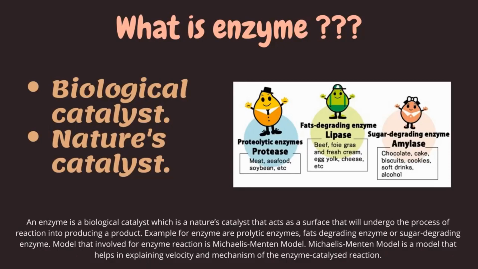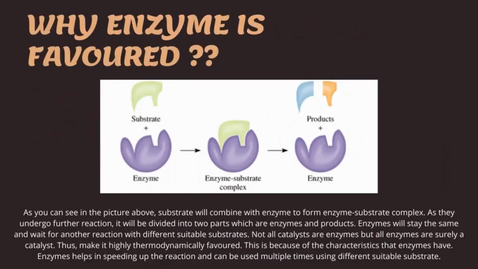The model that is involved in the enzyme reaction is the catalysis mental model. The catalysis mental model helps in explaining the velocity and mechanism of the enzyme catalyst reaction. As you can see in the picture above, the substrate will combine with enzymes to form an enzyme-substrate complex. As they undergo further reaction, it will be divided into two parts, which are enzymes and products. Enzymes will stay the same and wait for another reaction with different suitable substrates.